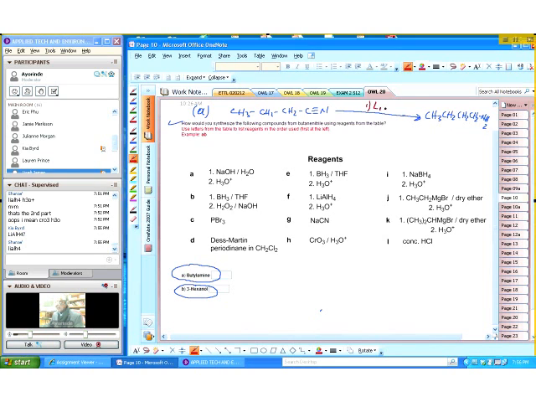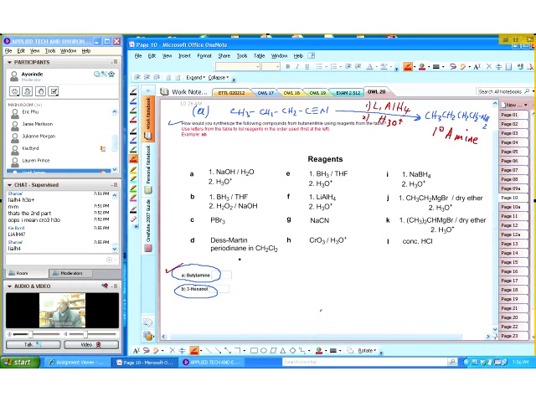That is correct. So the answer here is step 1, lithium aluminum hydride, and then step 2, hydronium ion. Keep in mind this reagent here will transform a nitrile into a primary amine. This is a primary amine. I believe in chapter 24 or 23 we are going to study the chemistry of amines. So we've done A.